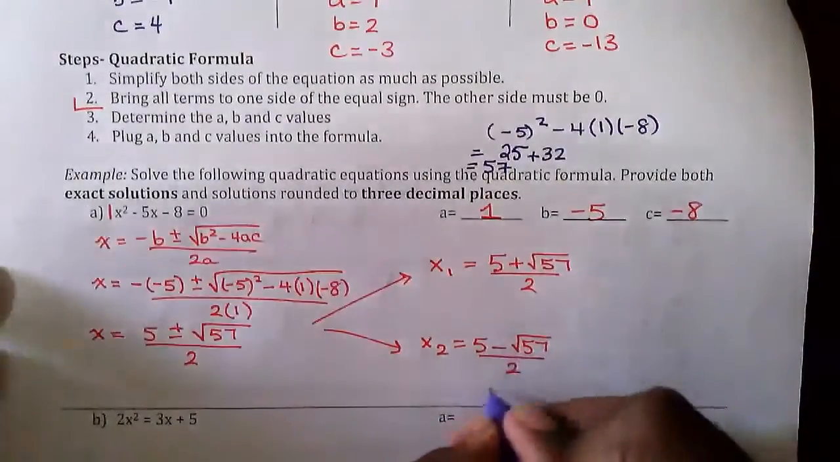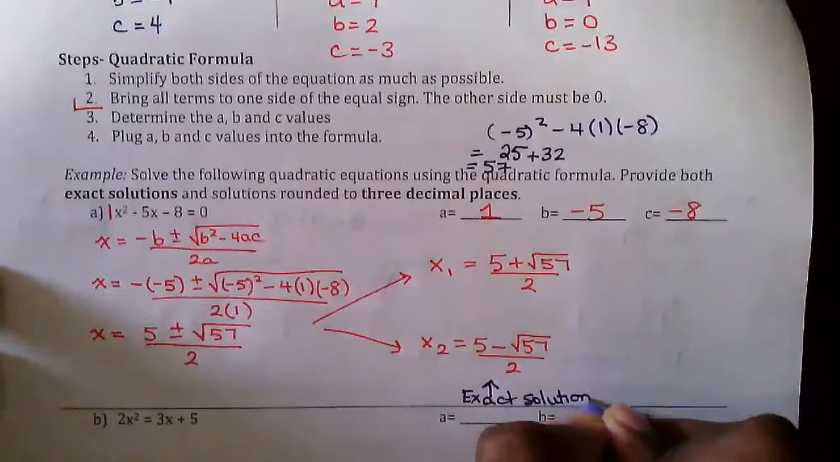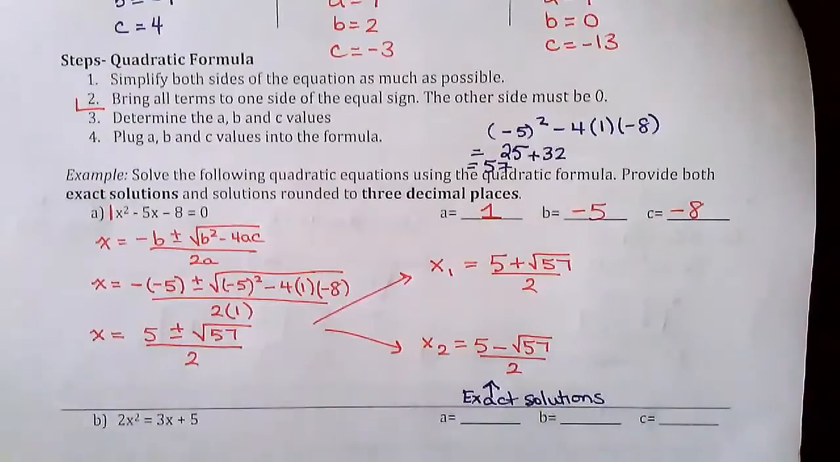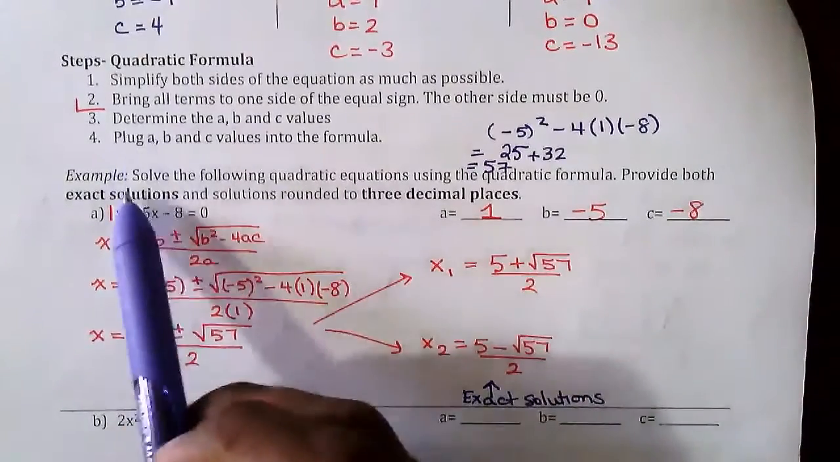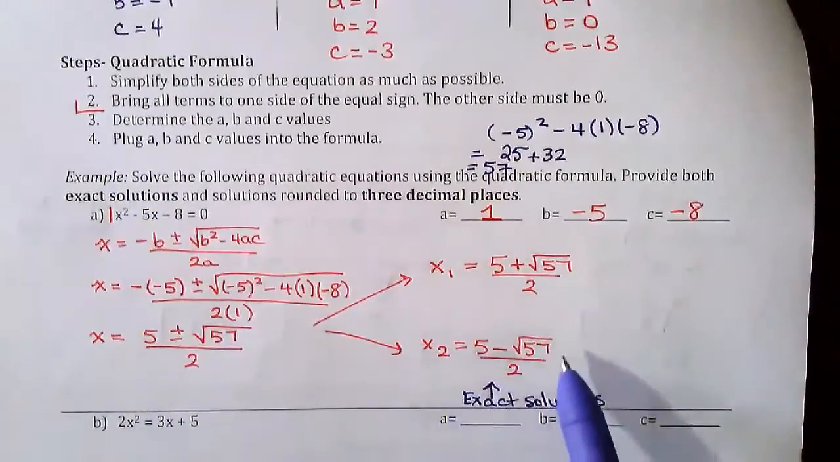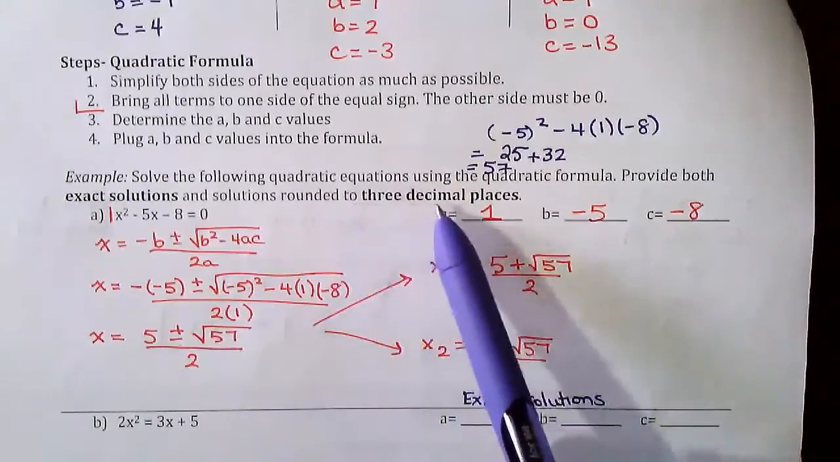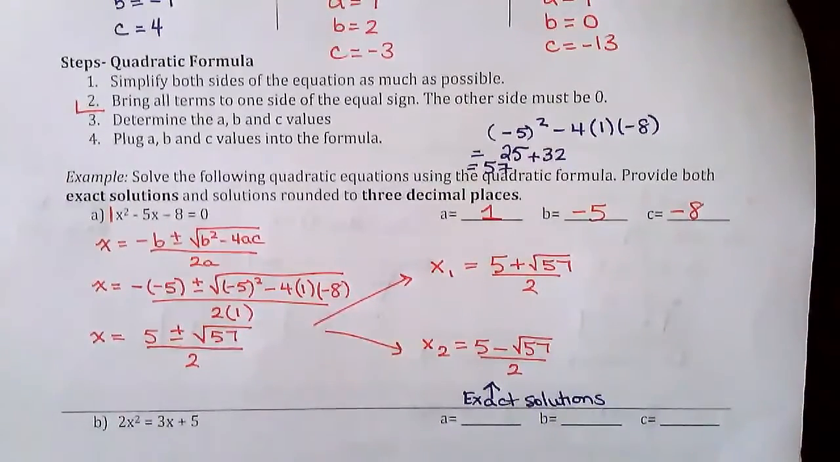We say that these are exact solutions. Why are they exact solutions? Because we didn't have to round anywhere. We don't know what root 57 is. It's a nasty number with a lot of decimal places, but we didn't have to round any of those decimal places. We're giving root 57 as is. So when it says provide both the exact solutions, that just means leave the answer as is, as long as the square root is simplified, and we'll talk about that later. Or you need to have your solutions rounded to 3 decimal places.